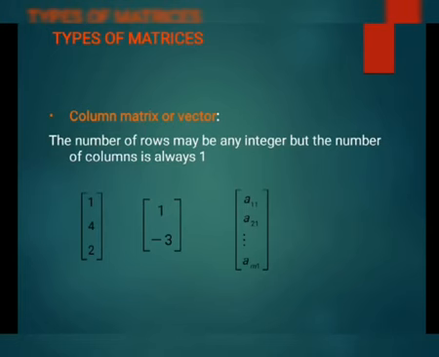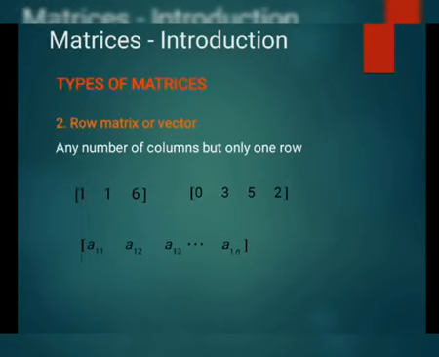After that, the next type of matrix is the row matrix. A row matrix is the same as your column matrix. In a row matrix we have only one row, maybe the number of columns may be 1 or more than 1. Now look at the first example again. It has only one row and there are three columns in that matrix.